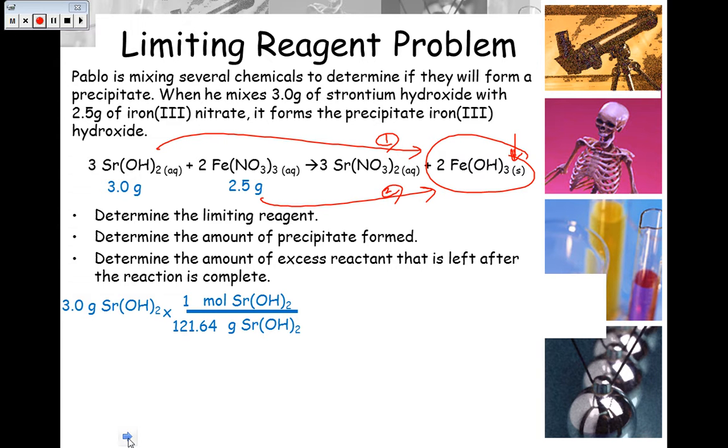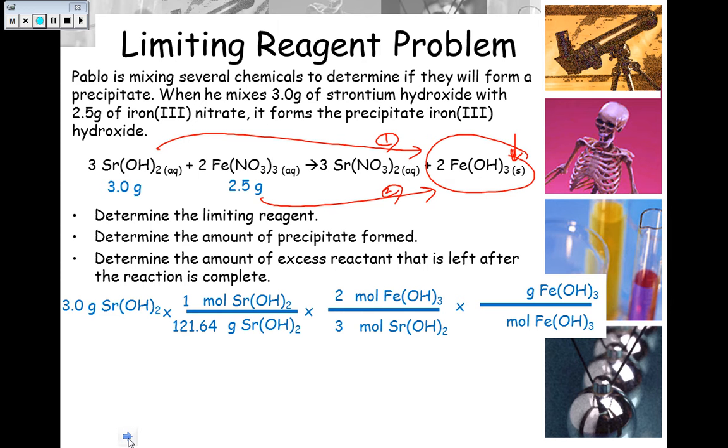Follow with the notes. I'm going to use my mole ratio to determine how many moles of FeOH3 I'm going to produce, which I will then convert to grams because it wants me to find the amount of precipitate formed. I'm going to assume that they're talking about grams. So I'm going to convert the moles of FeOH3 into grams by using its molar mass. When I finally get the answer, I get 1.8 grams of iron hydroxide.